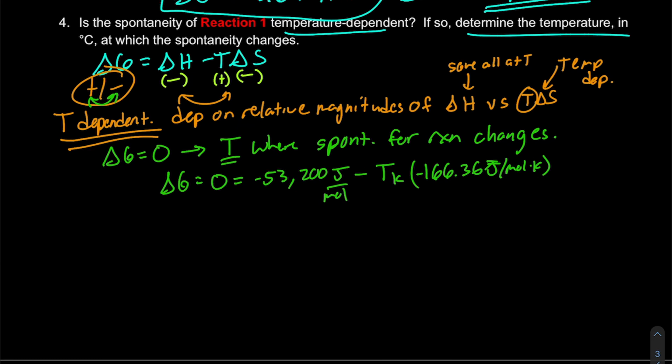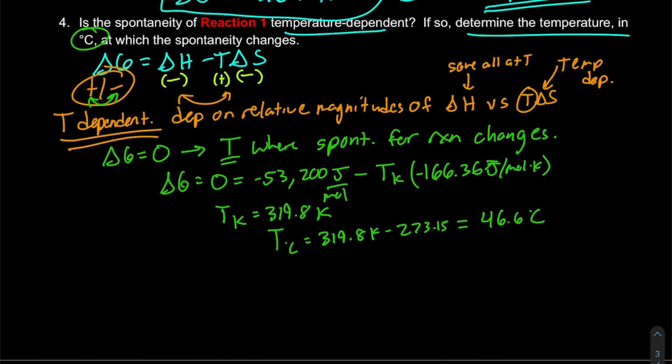And so now we solve for our temperature, and we get a temperature of 319.8 Kelvin. But we were asked maybe to identify this in degrees Celsius because it's a temperature scale that we're more familiar with. And so we can find our temperature in degrees Celsius by taking this 319.8 Kelvin minus 273.15. That helps convert between degrees Celsius and Kelvin, or vice versa, and we would get 46.6 degrees Celsius. So that's the temperature where our spontaneity changes.